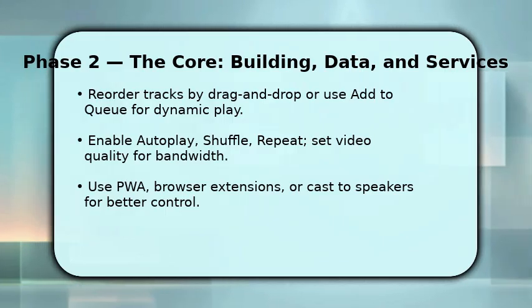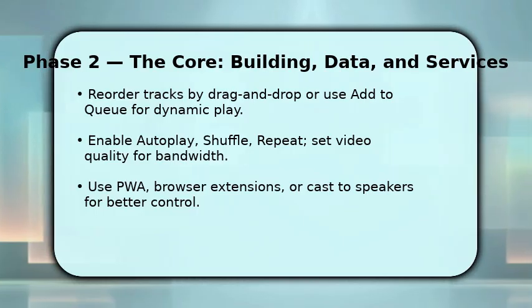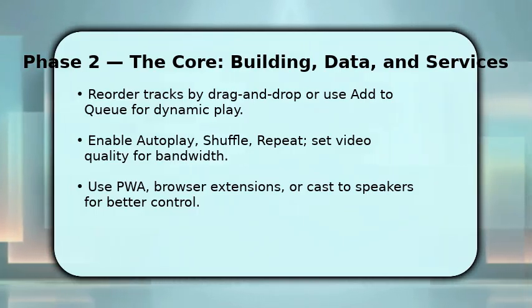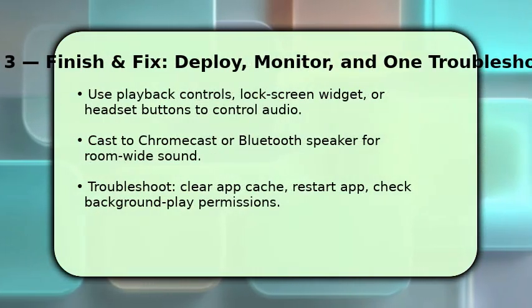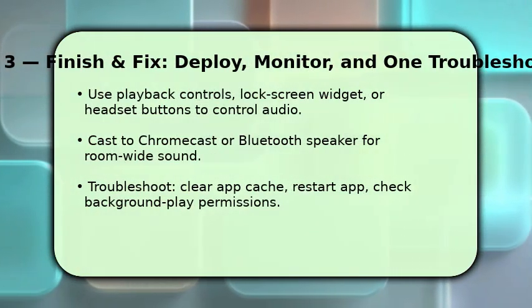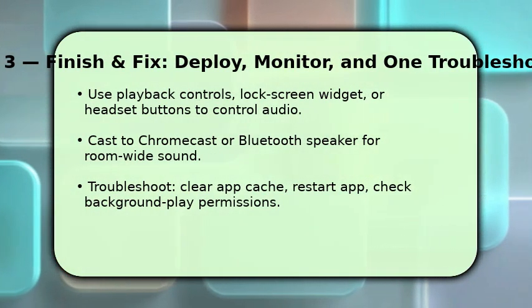For improved control, install the YouTube PWA or cast to a speaker. These let you control playback without keeping the app fully open. Hit play and test controls. Use the lock screen widget or headset buttons. They work once background play is enabled.